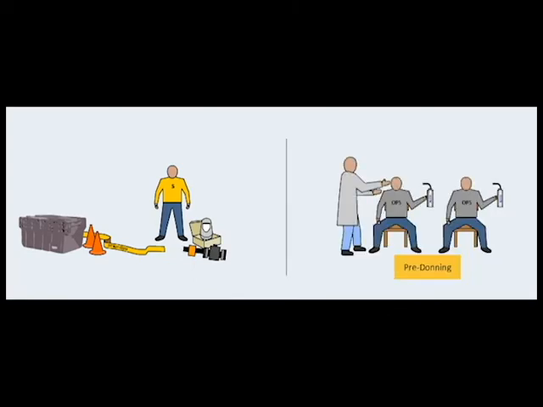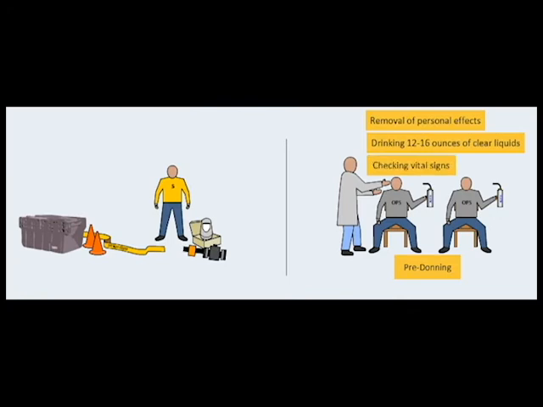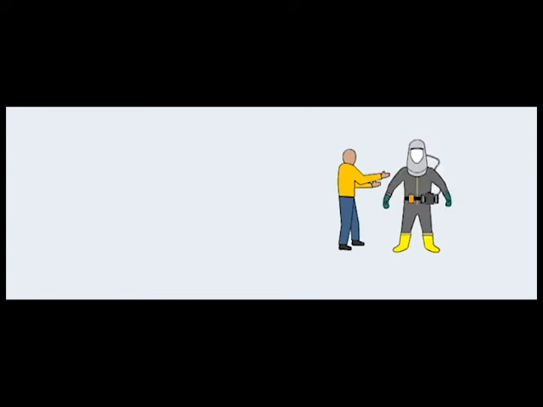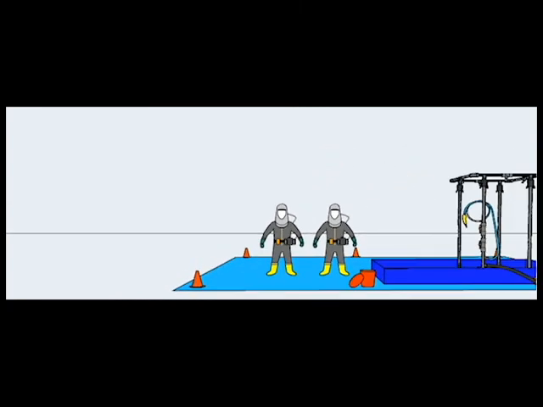The operations team who will actually perform decontamination begins pre-donning activities after their assignment is received. This includes removal of personal effects, drinking 12 to 16 ounces of clear liquids, and getting pre-response vital signs taken and recorded. As soon as suit support is ready for them, they should don their PPE and proceed to the decon area.